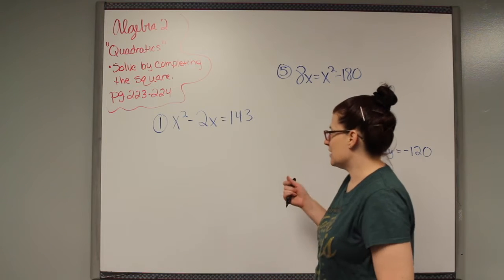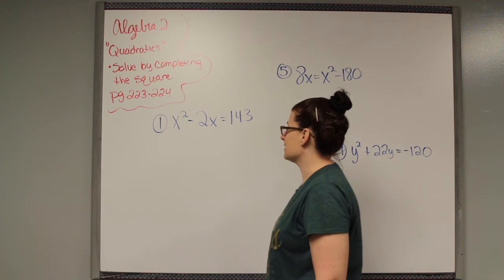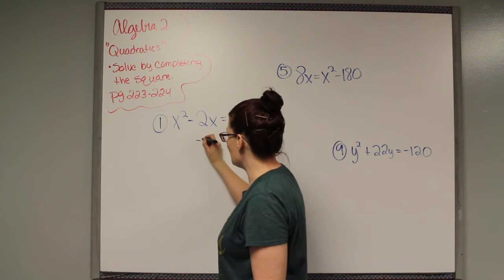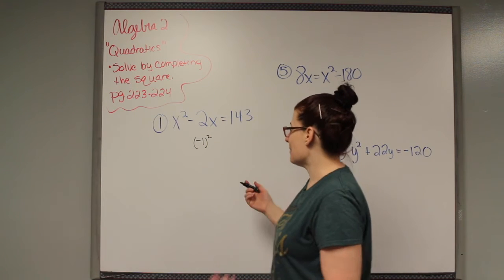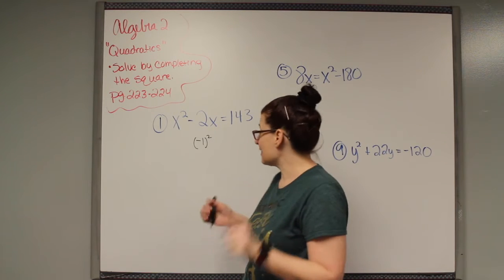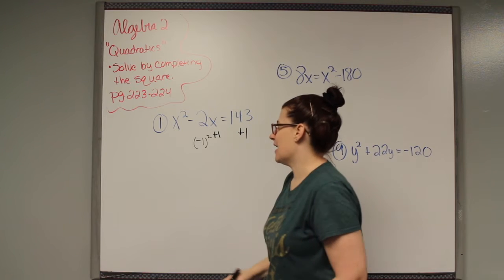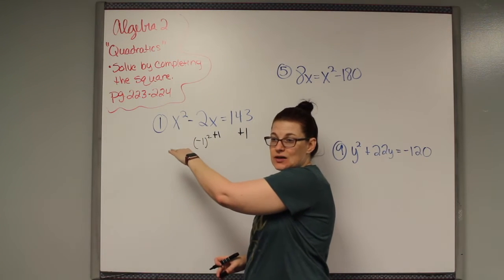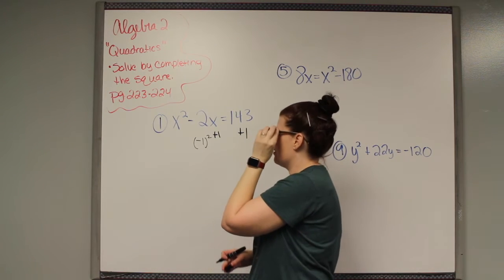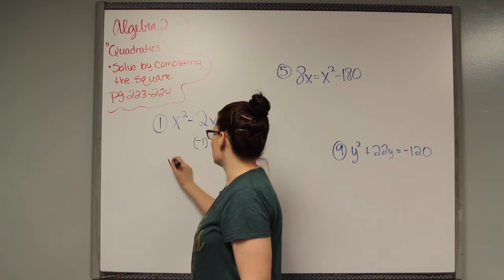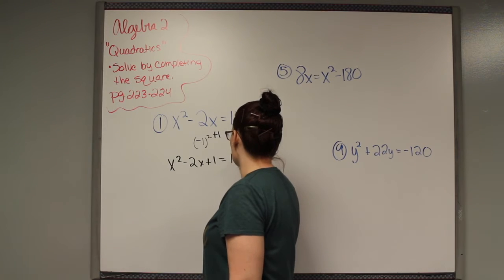What you're going to do is take half of whatever the term is in front of x. So that's a -2. Half of -2 would be -1, and I'm going to square it. -1 times -1 makes a +1. Whatever I get there, I'm going to add to both sides. So I need to add 1 to this side and 1 to that side. That makes this one a perfect square trinomial, and this one's going to make it 144, but this side doesn't really matter as long as you add the 1. So I'm going to rewrite that to make it x squared minus 2x plus 1 equals 144.